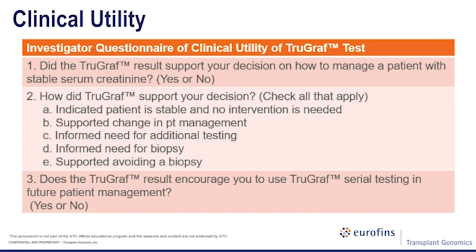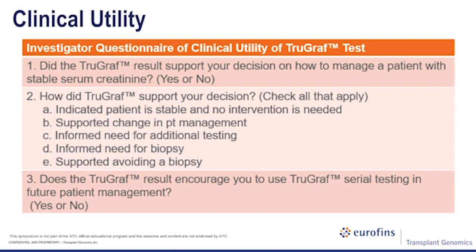So how did we fare with clinical utility? Well, here are the 3 questions that we asked. The TruGraf results support your decision on how to manage a patient with stable serum creatinine? Answer yes or no. Number 2, how did TruGraf support your decision? Did it indicate the patient is stable and no intervention is needed? Reported a change in patient management, informed need for additional testing, informed the need for a biopsy, or supported avoiding a biopsy. And question 3, does TruGraf result encourage you to use TruGraf in serial testing in future patient management?